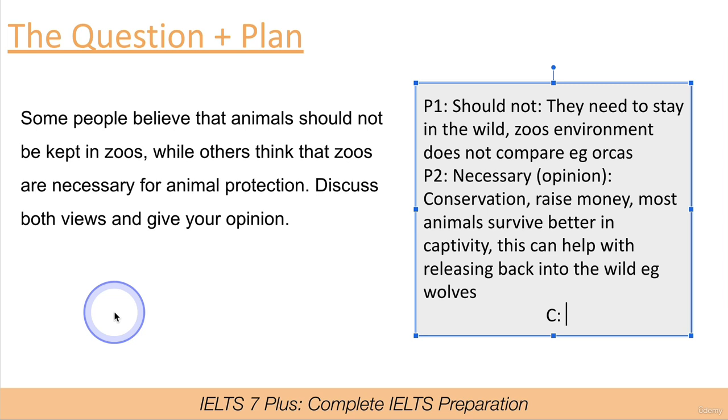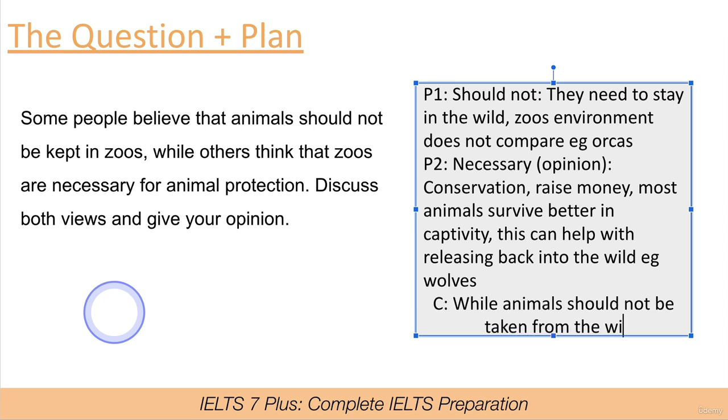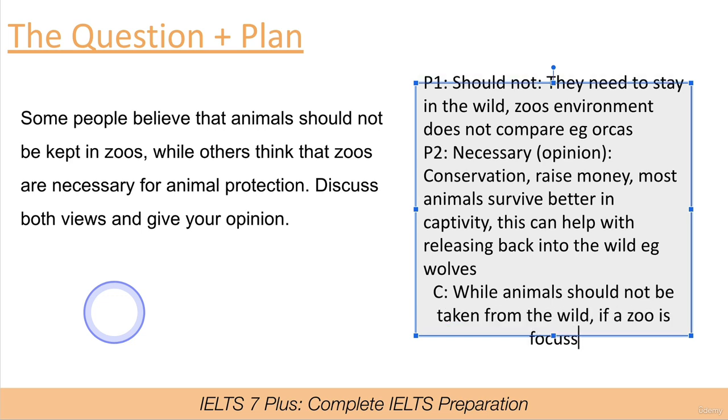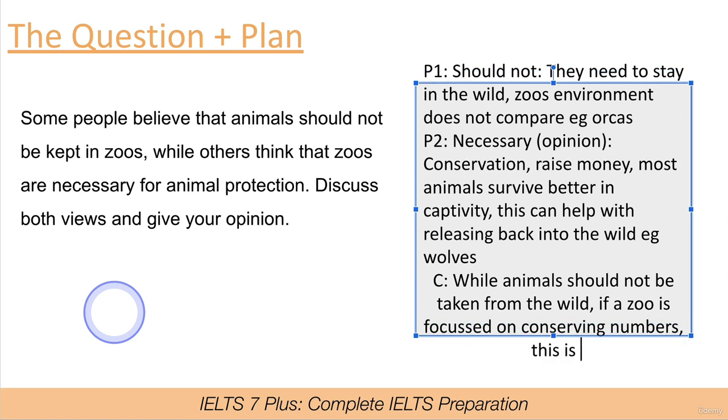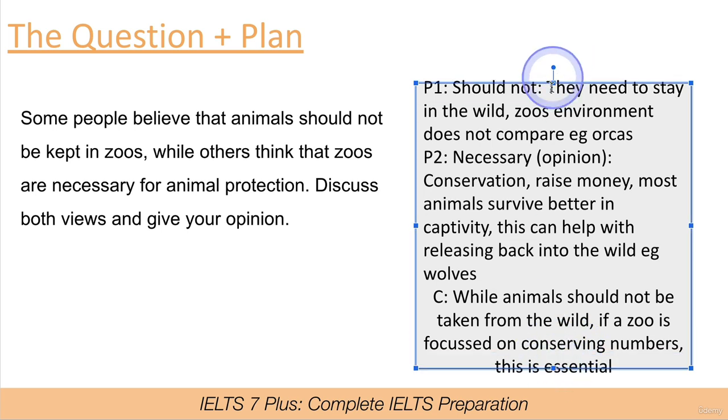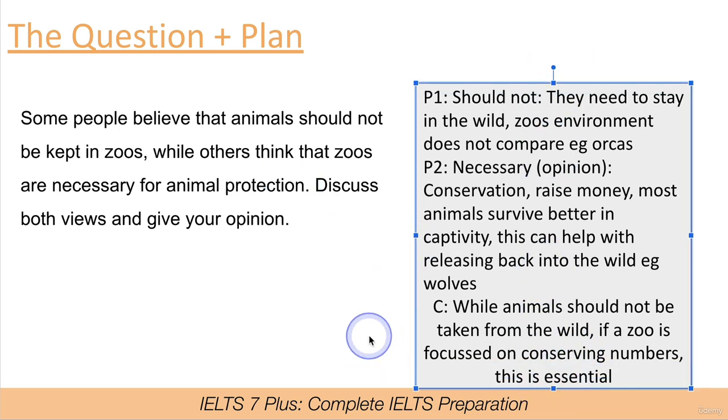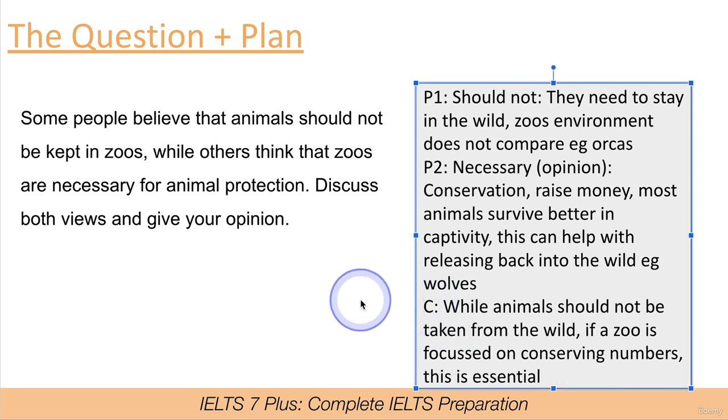Okay, then. So in conclusion, while animals should not be taken from the wild, if a zoo is focused on conserving numbers, this is essential. Something along those lines. Okay then, so we've got our 2 paragraphs and we've also got our conclusion there. Nice set of notes. This will help us stay focused and on track for the essay, and that is what the examiner is looking for.